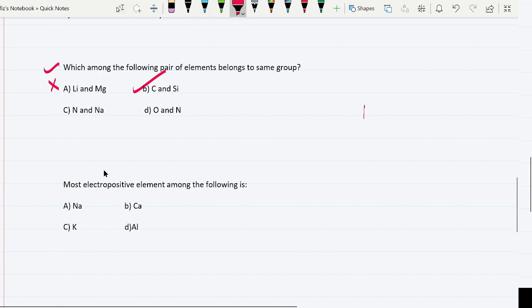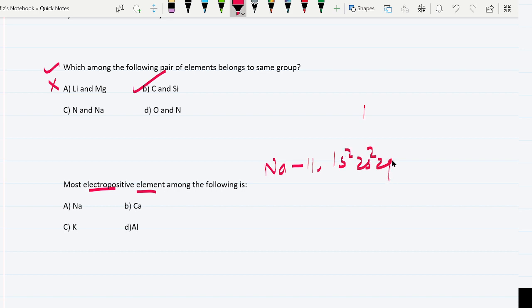Okay, now moving further, another last one or two questions, the last question we have here. Most electropositive element among the following. Children, see, in the first question itself I told you how to find the element which is most electropositive. An atom which has a greater size will be more electropositive. So again write the configuration, find out which is greater, which is smaller. 1s2, 2s2, 2p6, 3s1. This is the configuration of sodium. Calcium with atomic number 20 has the configuration of this.